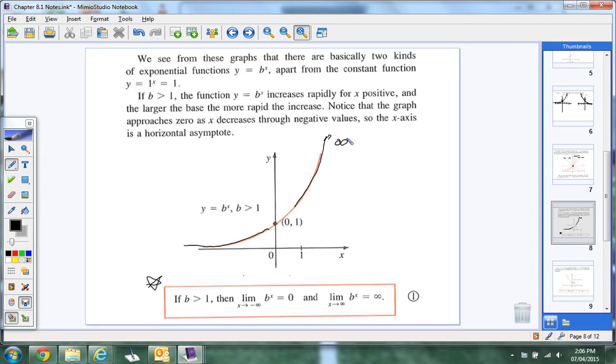The first part. So this one says, we're talking about whenever b is bigger than 1, so 2, 3, 4, 5, if x is going to negative infinity, so if x is going in a negative direction on that graph, what's it approaching? It's approaching 0.